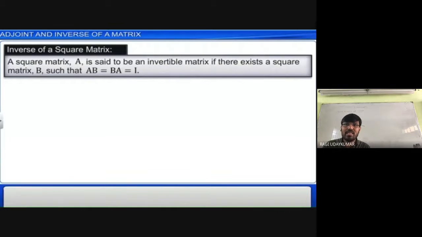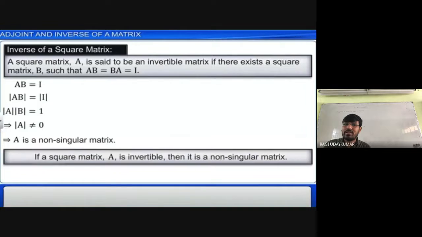So whenever you want to find the inverse of any matrix: a matrix A is invertible if there exists a matrix B such that AB is equal to BA is equal to I. Okay, so this is the thing. AB is equal to I. Determinant of AB is equal to determinant of I.